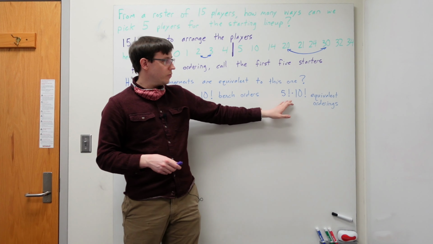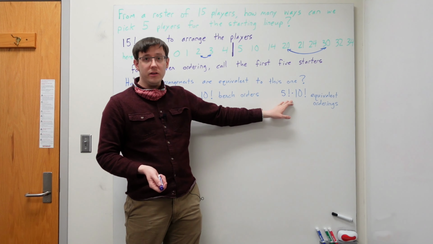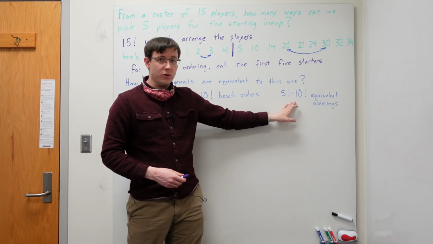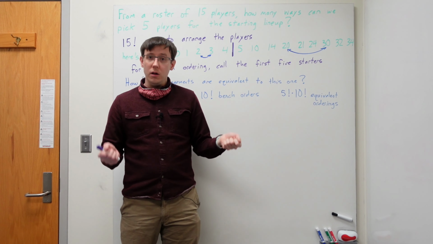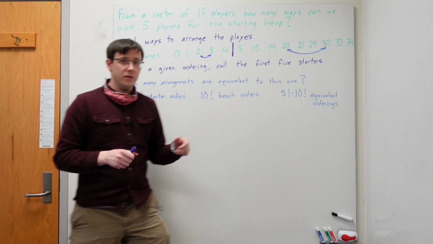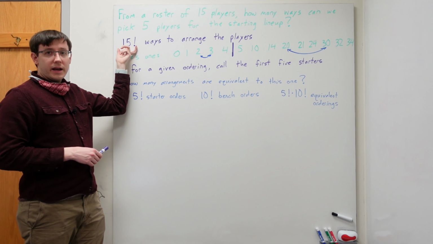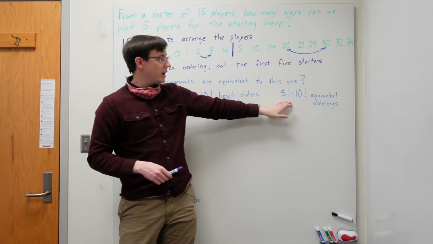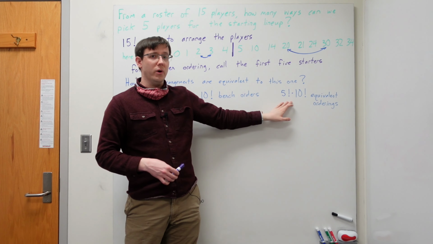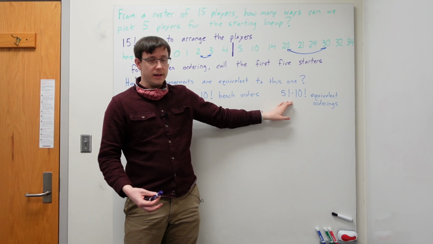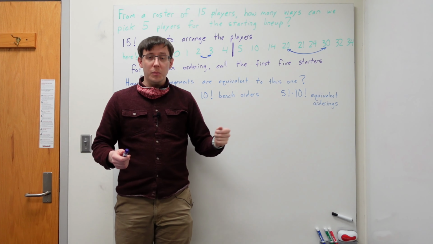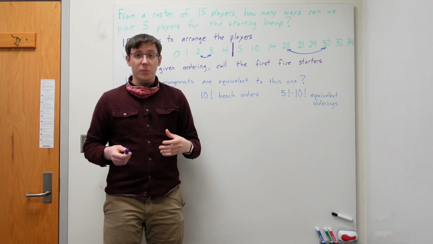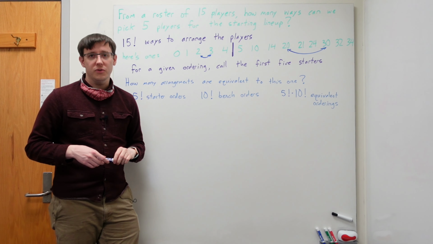So again, this reasoning is the same for any starting 5. So we have 5 factorial times 10 factorial as the size of all of the equivalence classes. And so we can take our 15 factorial total orderings and divide by the 5 factorial times 10 factorial size of the equivalence classes to get the number of distinct equivalence classes, which is the number of distinct starting lineups.